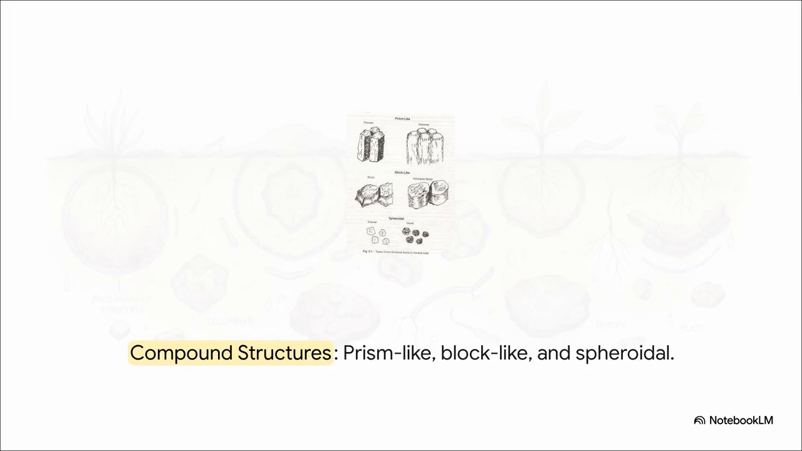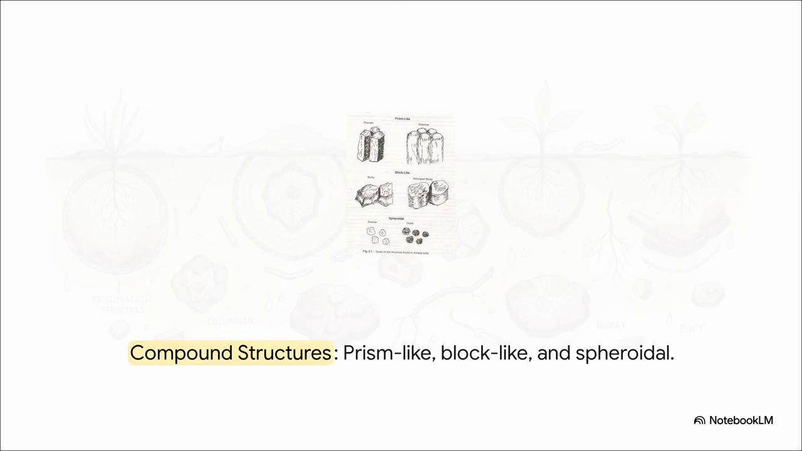First up, spheroidal PEDs. These are small, rounded, loosely packed PEDs. If they're porous, we call it a crumb structure. If they are less porous, it's granular. Then we have block-like structures, which are irregular, roughly cube-like, and can be angular or subangular. Finally, prism-like structures. These are vertically oriented, pillar-like PEDs.